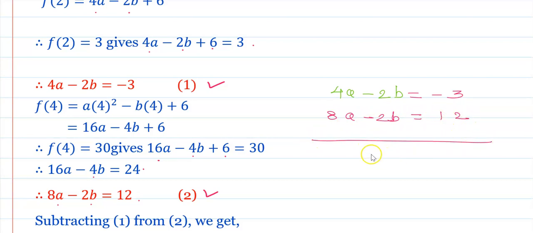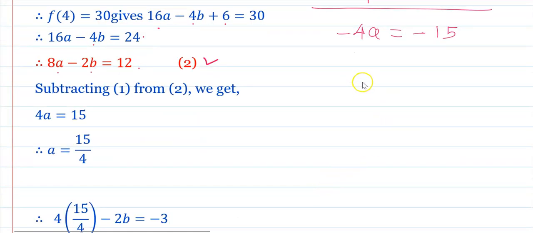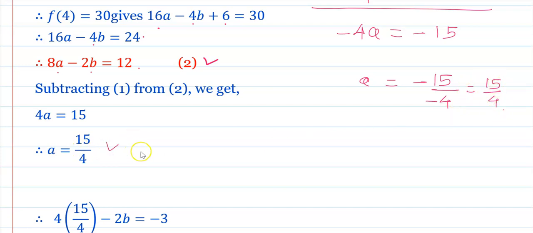It is subtraction. Subtracting 1 from 2, the sign will change like this. These two will get cancelled, and then here you will get minus 4a, and that is equals to minus 15. And therefore, a is equals to minus 15 upon minus 4, and that is equals to 15 upon 4. This is the value of a.